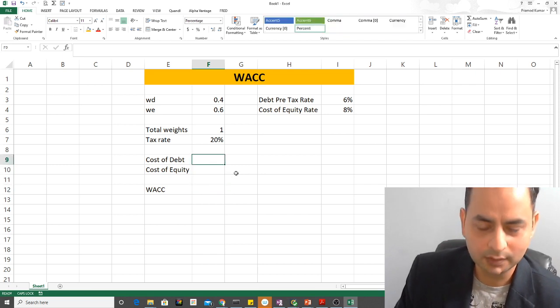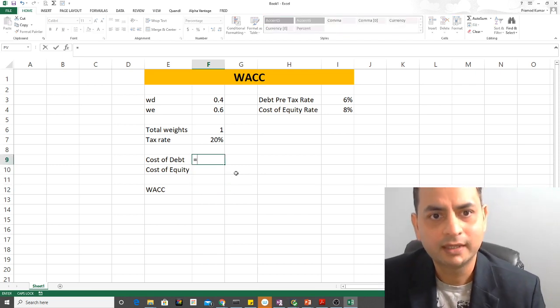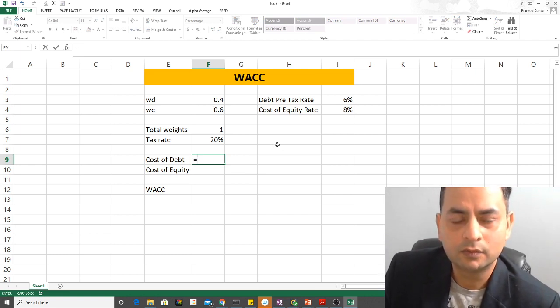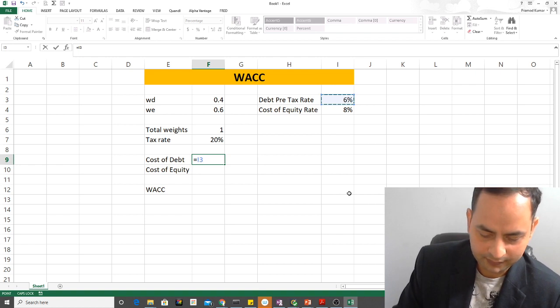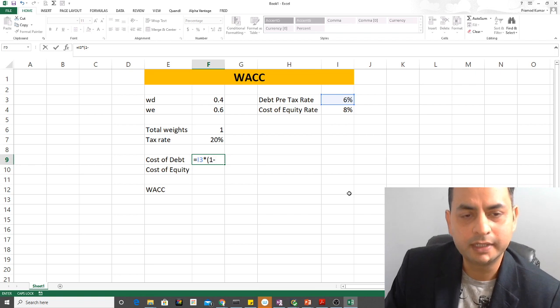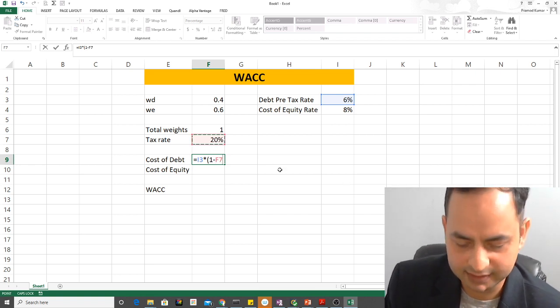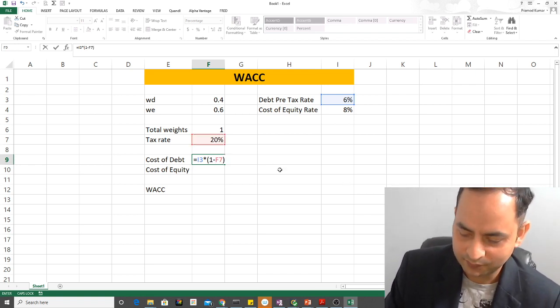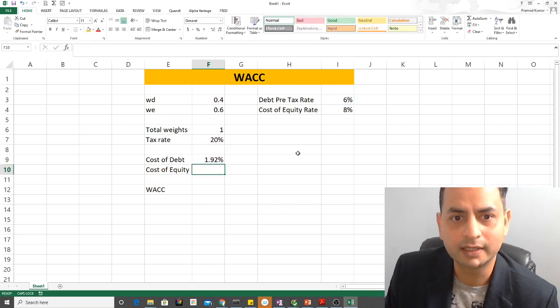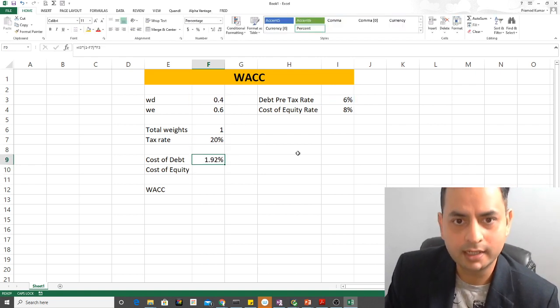Okay, so let me go and calculate it. As we know, the cost of the debt is this rate times 1 minus our tax rate, times the weight, which, if you remember, is 40% in our example, so this is 0.4. Okay, so this comes out as 0.92.